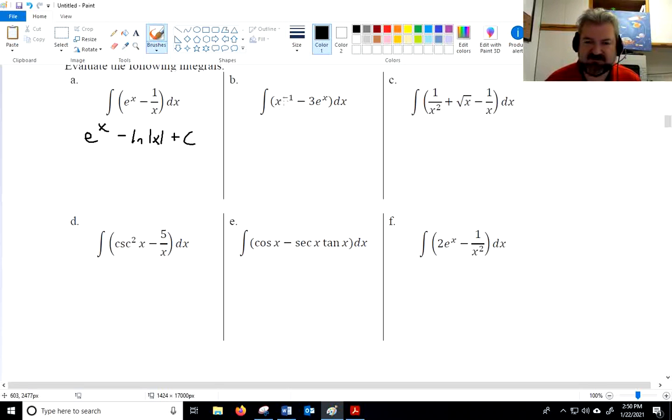Now on this one here, that's x to the negative 1. That's the 1 over x. We can't do the power rule. It's just the natural log of the absolute value of x. Minus 3 is a constant. We can just come along for the ride. The integral of e to the x is e to the x plus c.